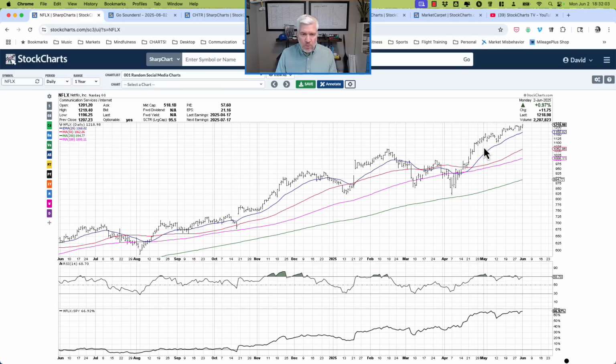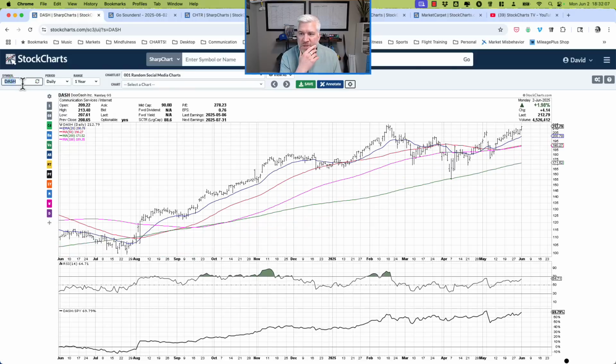So let's get to some of the more actionable ideas, right? Another one that came up was DoorDash. You can see that Netflix came up after it had already emerged from a base and was running higher. DoorDash is one of those really interesting charts because after pulling back off of a mid-February peak, it pulled back to the 200-day moving average in green on April 7th, which was when the S&P and the NASDAQ experienced their own major lows, well below their 200-day moving averages, but the same time frame.